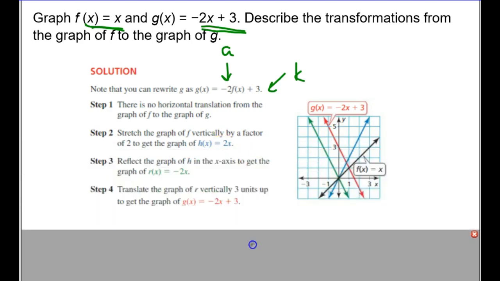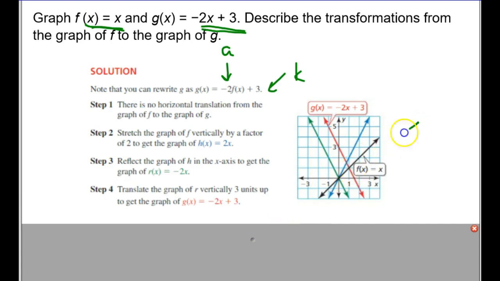So here, let me show you all of this so we can see exactly what it looks like. The black one is always going to be our parent function. We start there. We did not move it left or right because we didn't have that value. So then the next thing I do is this blue one, which stretches it by a factor of 2. So every point is multiplied by 2. The third step, you see in green, is I do have that negative sign, which reflects it. So I see that I have that reflection.